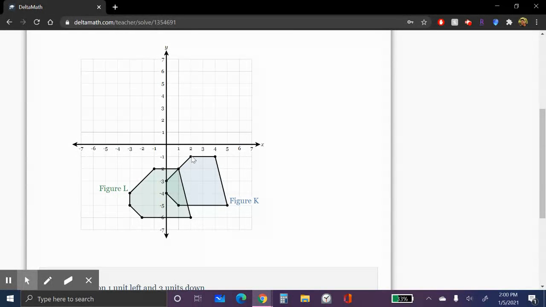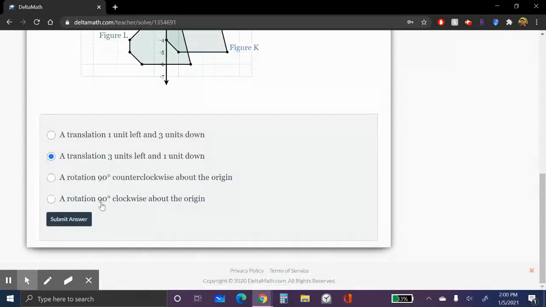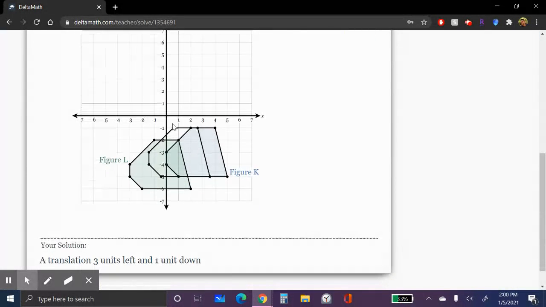So I go from here. How do I get to this corresponding point? I go left 1, 2, 3, and down 1, right? 1, 2, 3, down 1. 1, 2, 3, down 1. Yep, all these are going left 3, down 1. Yep, bam, beautiful demonstration.